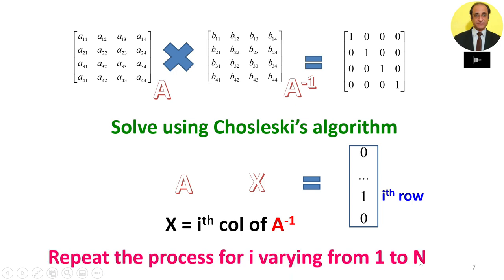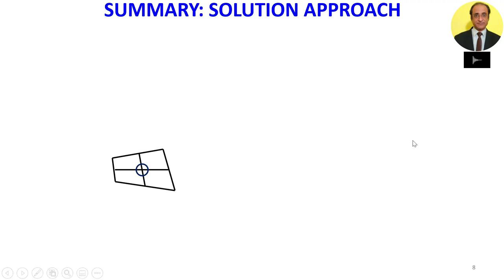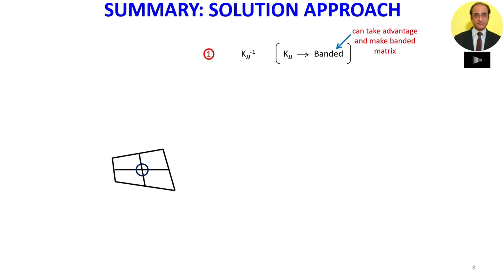All we have to do is repeat this process for various values of i varying from 1 to n. Once we repeat this n number of times, we will get a compilation of all the columns of the inverse. This process we follow and we get the inverse of the Kjj matrix. Now we can summarize our solution approach. First of all, we have to obtain the inverse of Kjj by this process.